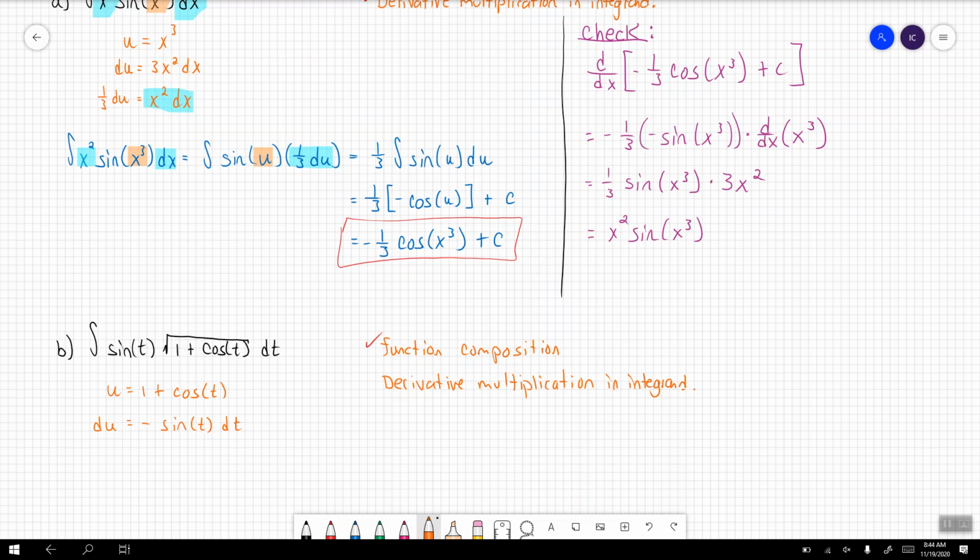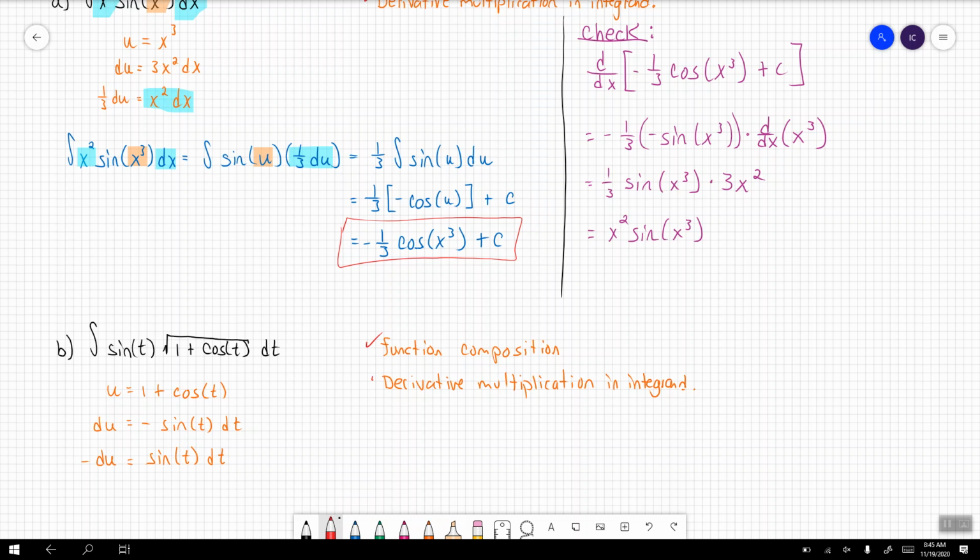Now, this derivative must be multiplying my function that was being composed in the integrand. There's a slight issue: my differential shows me that I have negative sine t dt, but my integrand tells me that I have positive. Again, no need to worry. As long as it's a constant, we are perfectly fine. We can multiply both sides of that differential by a negative, and therefore we get sine of t dt.